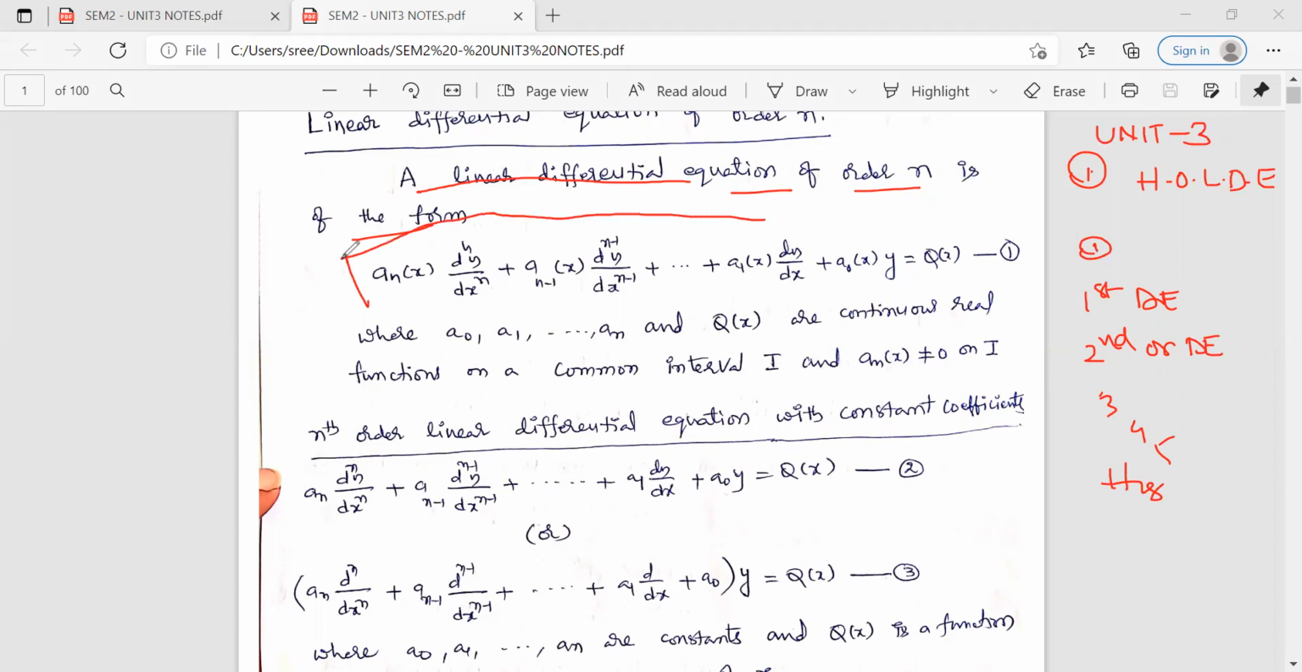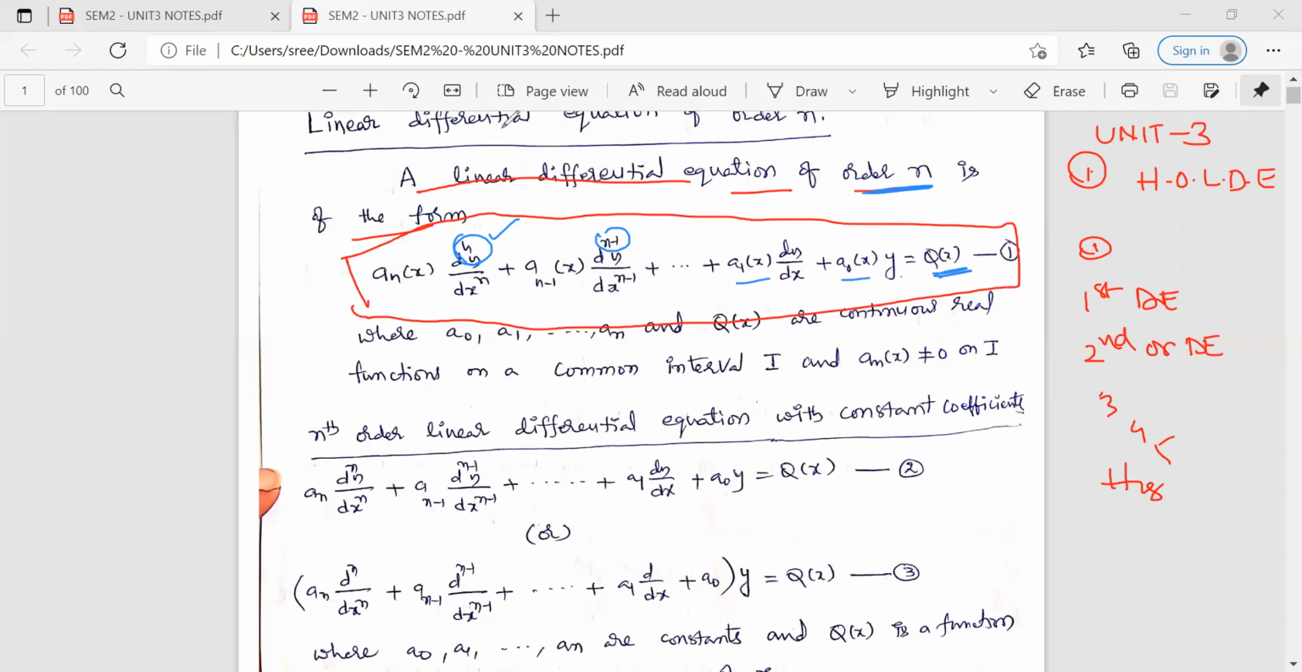An of x d power n y by dx power n. Here, the order of the equation is n. So, we say a linear differential equation of order n. N means 1, 2, 3, 4, any number, okay? Plus an minus 1 of x d power n minus 1 y by dx power n minus 1 plus and so on, a1 of x dy by dx, plus a naught of x y equals q of x.